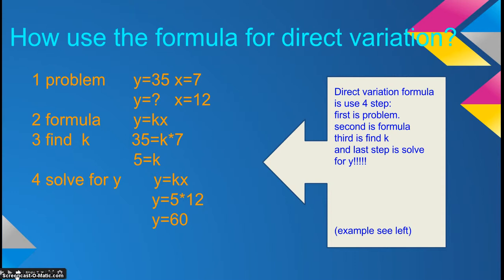How to use the formula for direct variation? There are 4 steps. The first step is to read the problem: if y is 35 when x is 7, and x is 12, what is y? You must think about this.